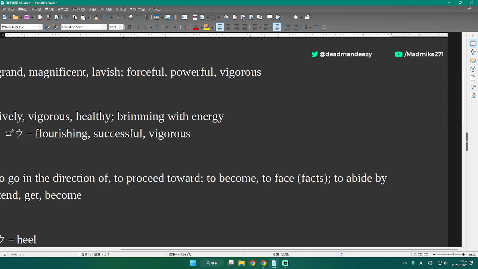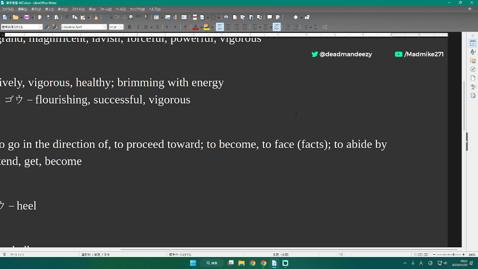seidai. Sei on the left side for popular, vigorous, and dai on the right side for large is lavish or magnificent. Lively, vigorous, healthy, or brimming with energy is ose, much like a king standing in the sun who is successful and vigorous. And sei, again, for lively or vigorous. Ose is vigorous, healthy, or brimming with energy.